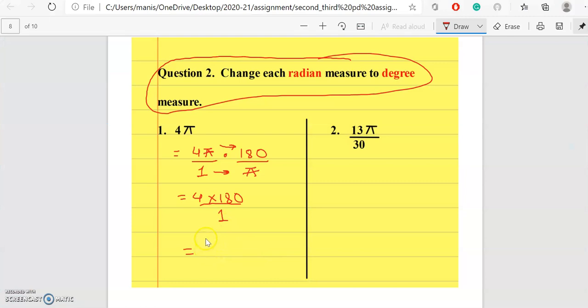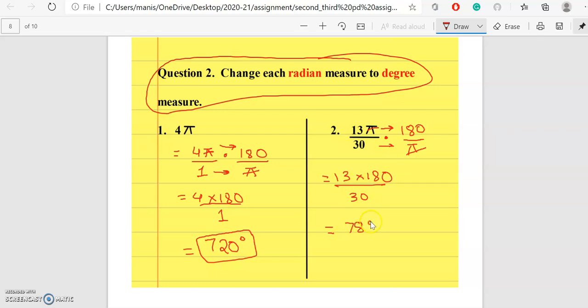So our answer is 720 degrees. Same thing over here. What do you multiply by? 180 over pi. So what happens? Pi and pi get cancelled out, and you multiply 13 with this and the rest of this. So it will be 13 times 180 divided by 30. Now you can use a calculator for this, but since I don't need a calculator, it will be 6 times 13, 78. 78 degrees. I did the mental math. You might have to use a calculator.